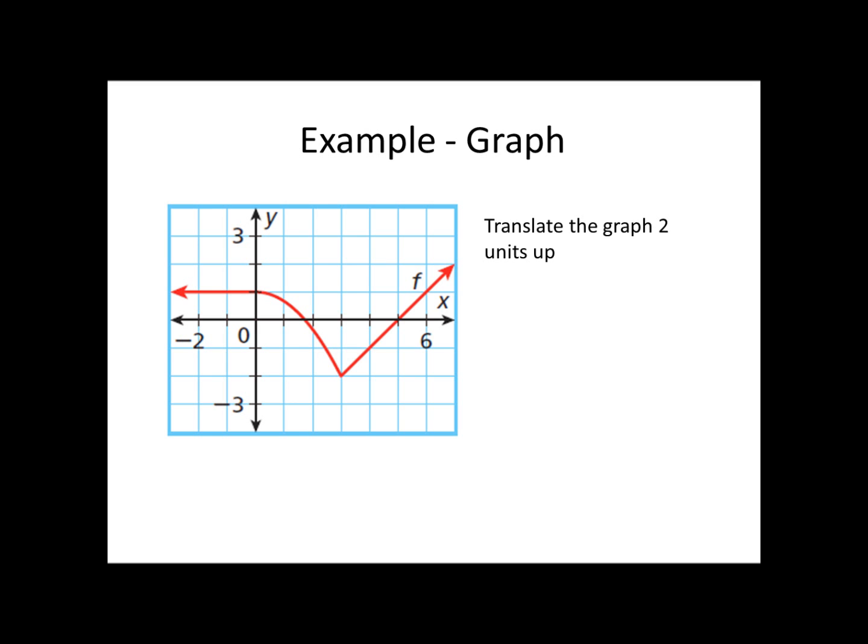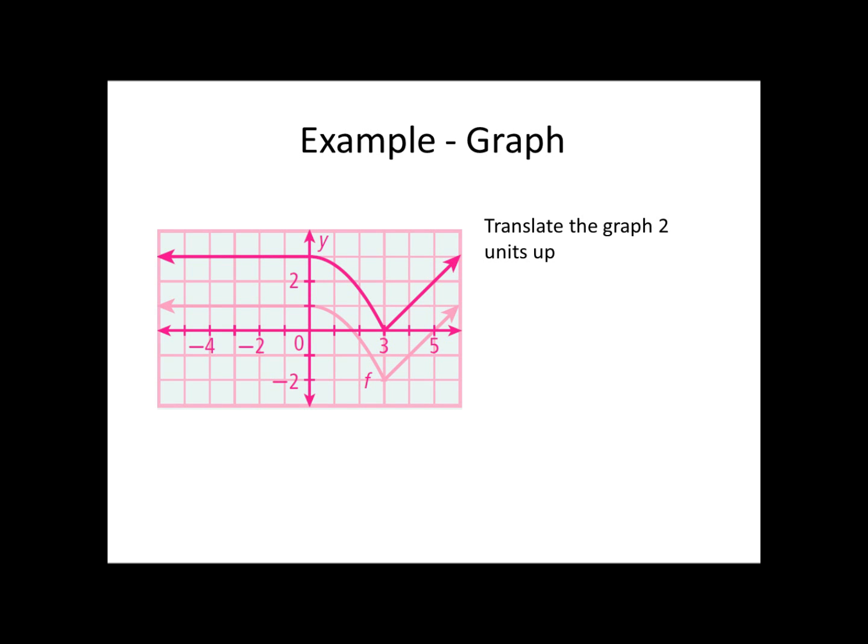So let's take a look at what this graph is going to look like if we translate it up 2 units. So we see the original graph in the light pink, the new graph in the darker pink, we see that vertex has been moved up to the point (3, 0). The graph looks exactly the same, it's just in a different location. And that's always the case with translations. It doesn't change the way the graph looks, it just moves it up or down, left or right.